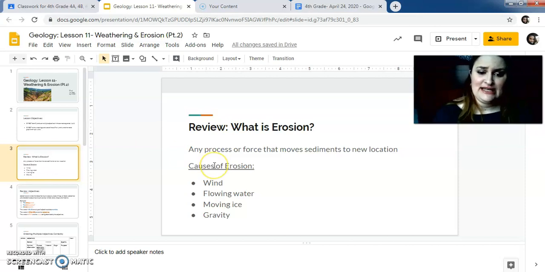What's erosion? Any process or force that moves sediments to a new location. So different causes of erosion: wind, flowing water, moving ice, gravity.